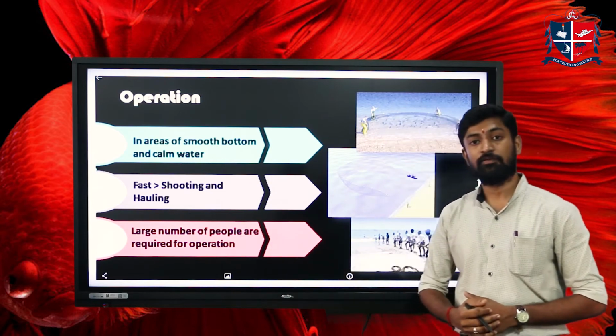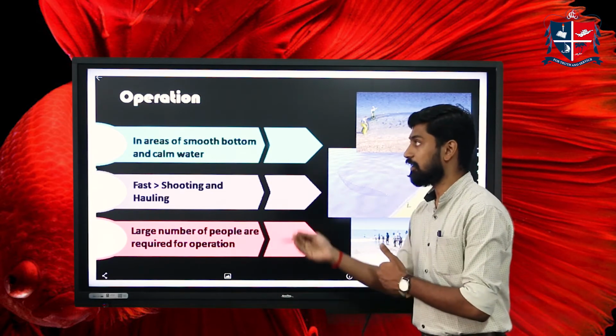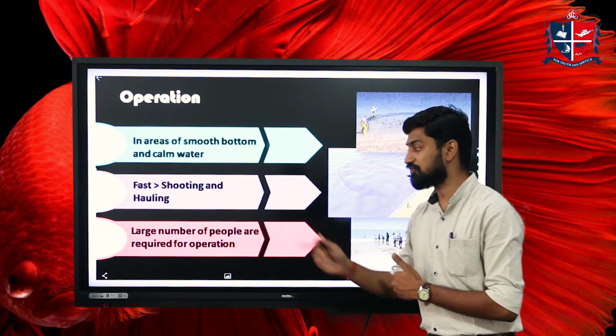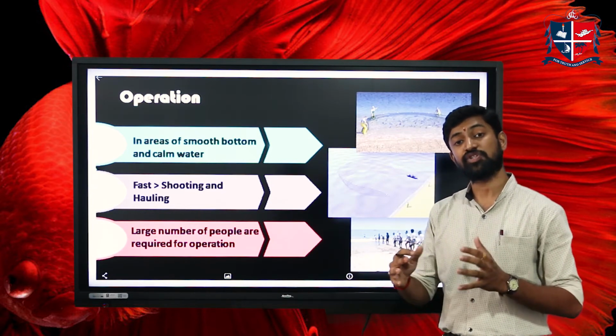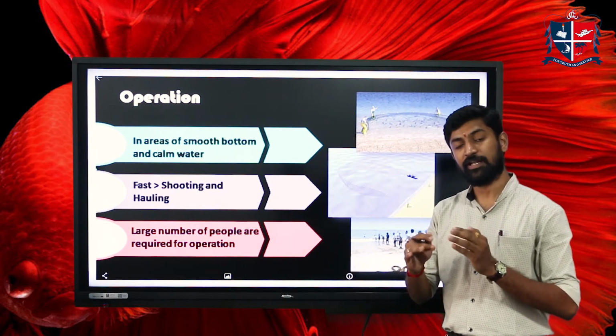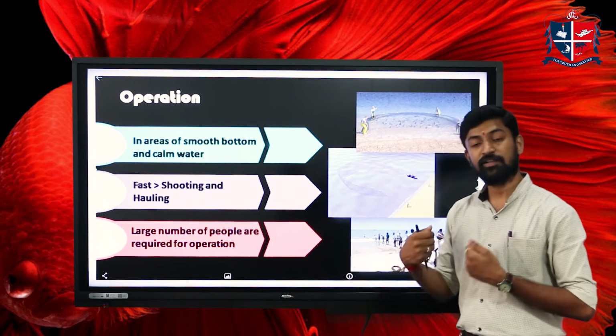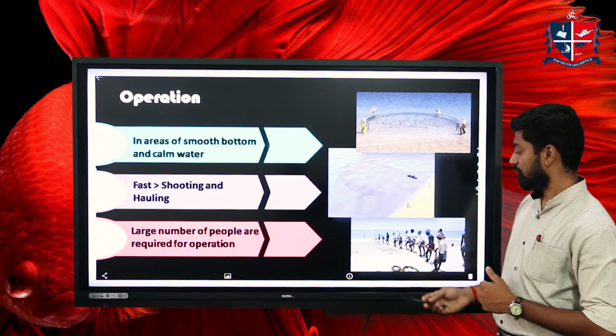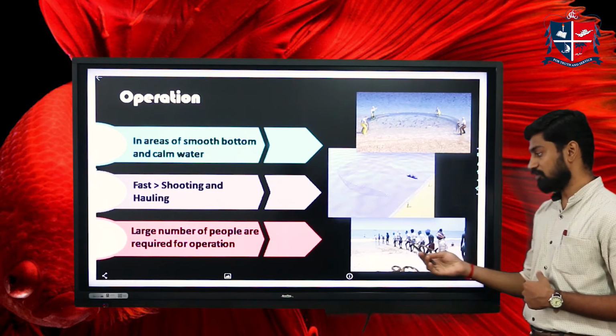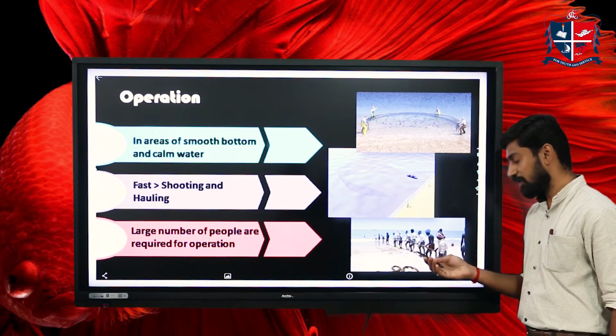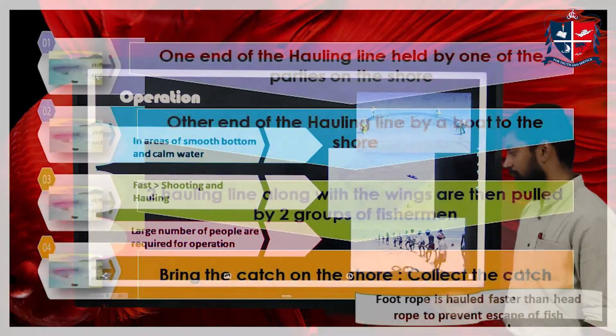One of the major things in the operation of the beach seine is that we need large manpower, a large number of fishermen, to operate this particular gear. We can see in this image a large number of fishermen operating the beach seine.